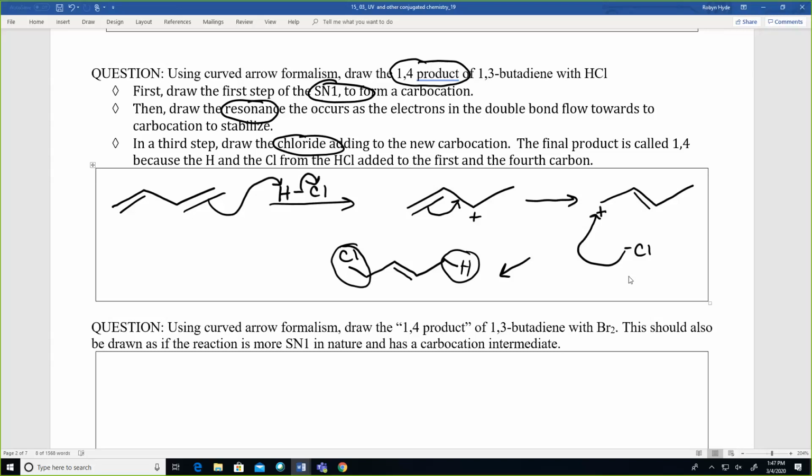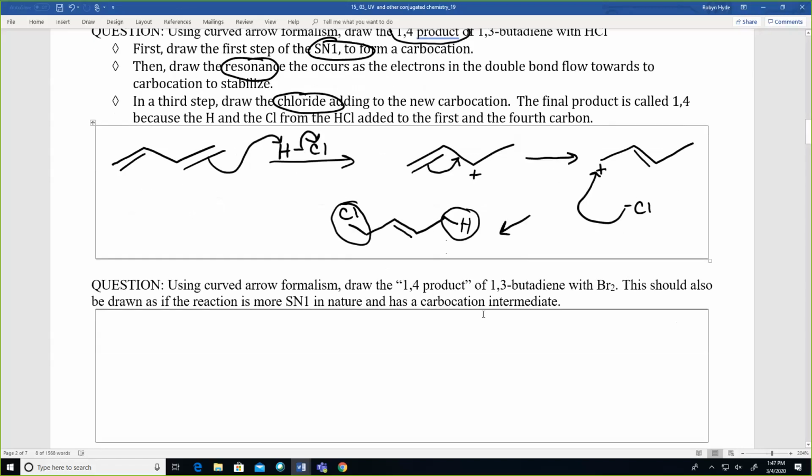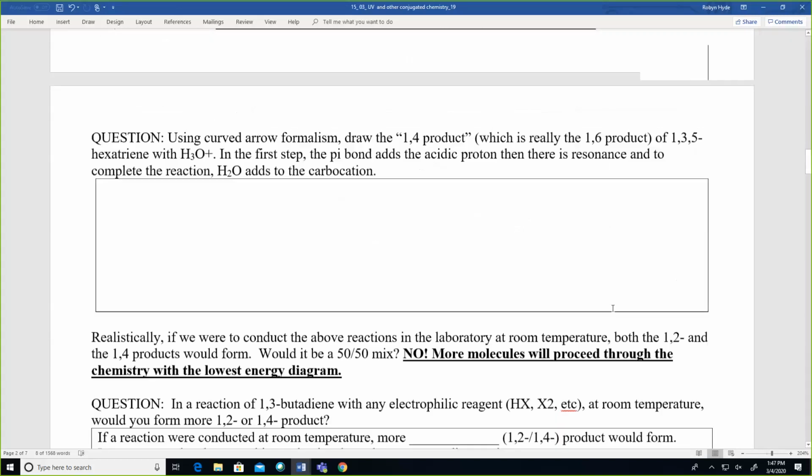So to finish out these pages, I have you practice the 1,4 with Br2, again drawing the Br2 mechanism as if it goes through a carbocation intermediate. So that's the next thing I have you practice. And then I have information directly related to Elliot's question, which is how often do we see 1,2? How often do we see 1,4? And so then that takes you through the next couple of pages.